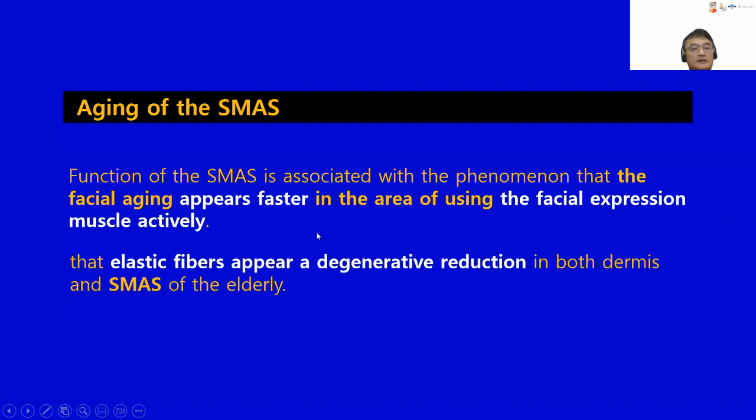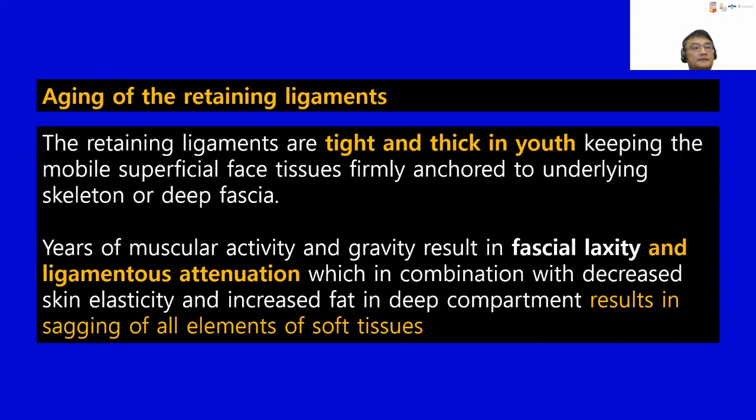With aging, the elastic fibers degenerate and elasticity decreases. So the retaining ligament is also important in young people. The retaining ligament is a tight and thick part, and with aging, ligament attenuation happens, which results in sagging of all elements of soft tissue. So we can inject fat into the surroundings of the ligament, and we can increase the tightening and strengthening of this ligament by fat grafting.